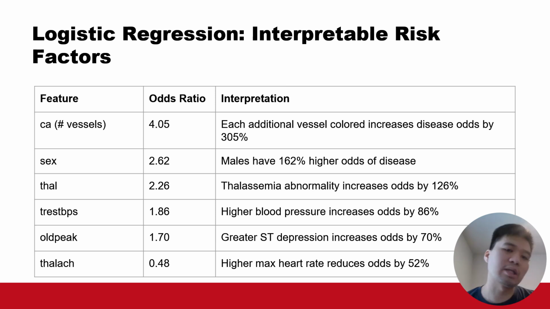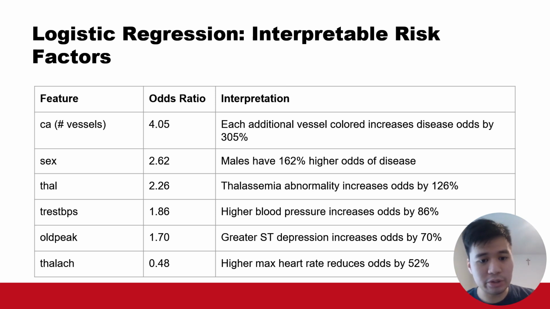Now, I did some online research on this, and thalassemia is a blood disorder that can affect oxygen delivery. And this result shows that it is a significant risk factor for heart disease. Resting blood pressure, or trestbps, has an odds ratio of 1.86, meaning that higher blood pressure increases disease odds by 86%. Now, this is a well-established risk factor that doctors routinely monitor.